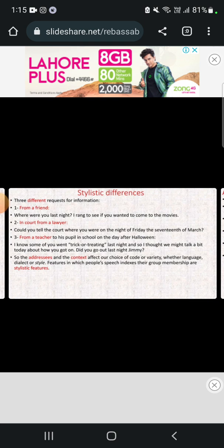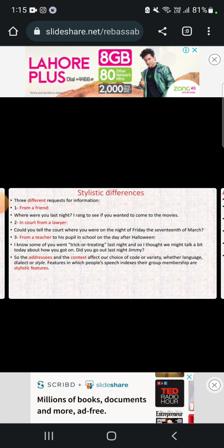We have more details on different stylistic features of formal and informal language. Here are three different requests for information. You have three examples of request. If a friend is requesting information from a friend, how will he speak? He might say, "Where were you last night? I rang to see if you wanted to come to the movies." This is how a friend may speak.